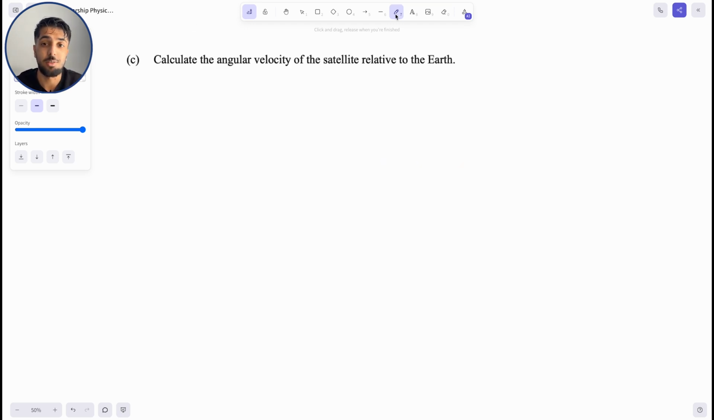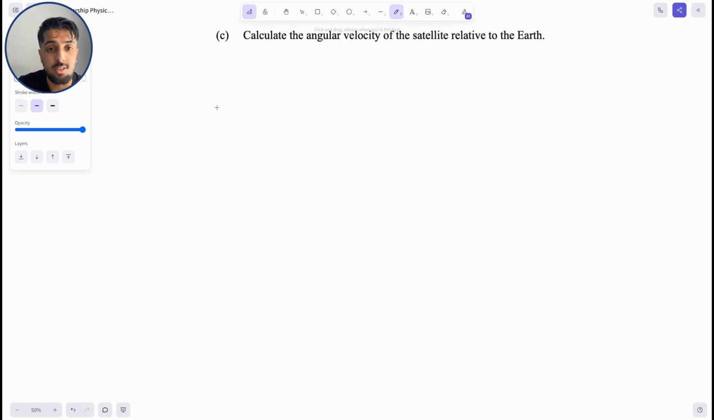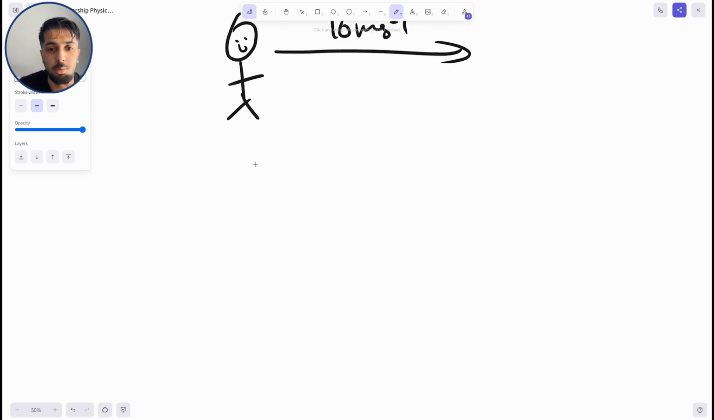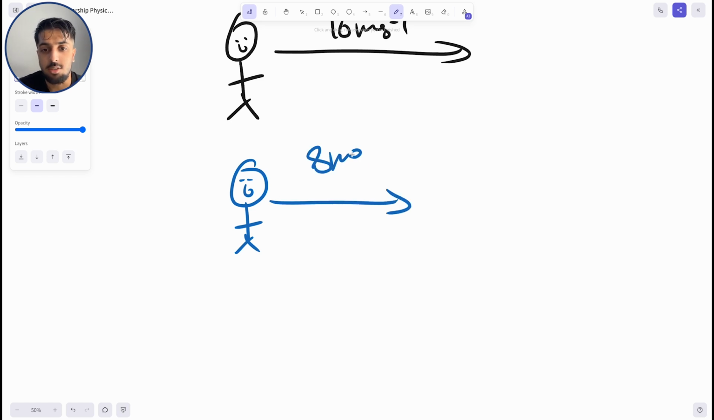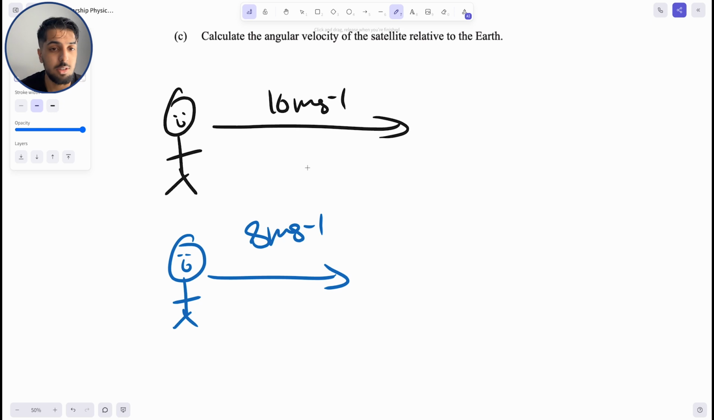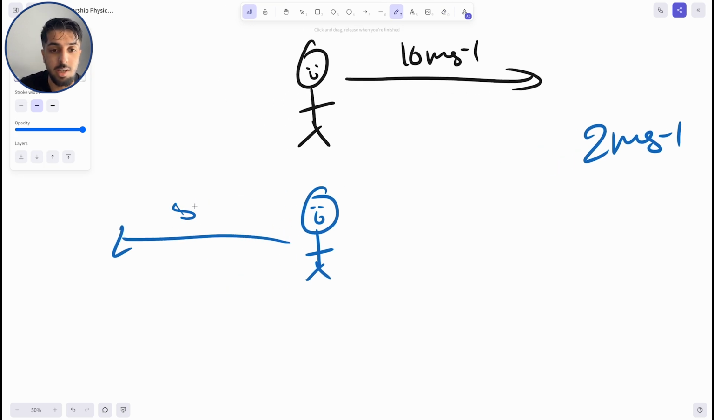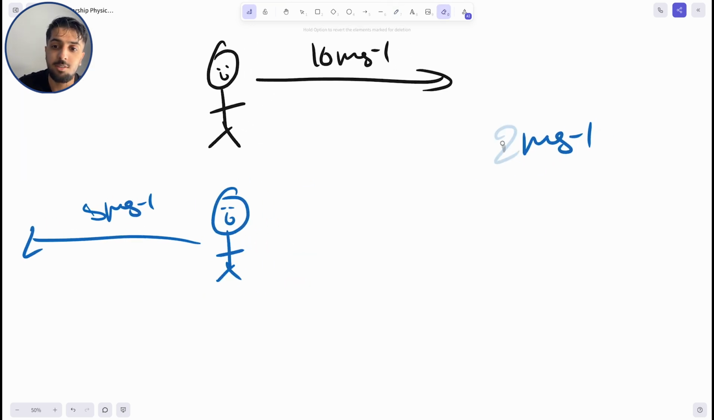Calculate the angular velocity of the satellite relative to the Earth. So angular velocity, basically how fast the satellite or the Earth is rotating. Now relative velocity, if we have one dude here, and he is traveling at 10 meters per second, and we have this blue dude here, traveling at 8 meters per second, then the relative velocity between these two people is 2 meters per second. Now, if this person was traveling in the opposite direction, at the same 8 meters per second, then the relative velocity between them would be 18 meters per second.